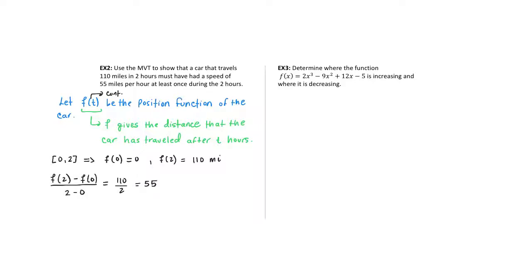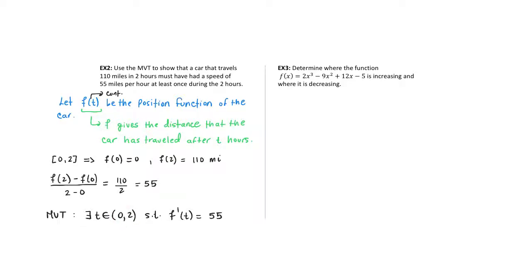Then the mean value theorem is telling me that there exists a time t in the open interval from 0 to 2 such that f prime of t is equal precisely to the slope of the secant line. So in this case, 55 miles per hour. By using that conclusion, this is really telling me that there exists a particular value of t, a particular time, where the speed of this car is equal to 55 miles per hour. And that particular time happens to be in the interval from 0 to 2.